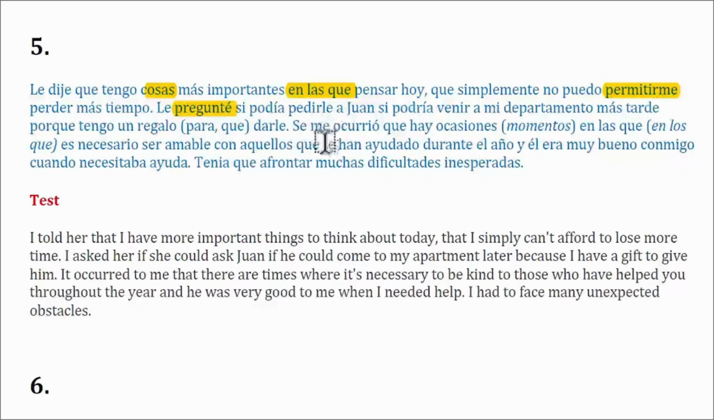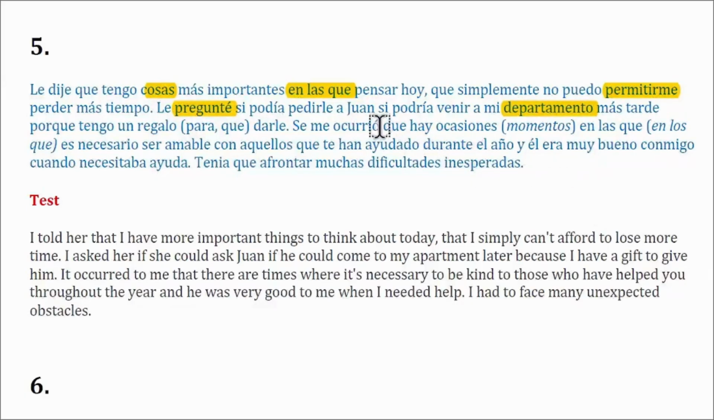With pedirle, we have the redundant le. "Ask to him, to Juan," right? We're already saying who we're asking, but we put in the le anyway. Now it continues with si podría venir a mi departamento más tarde porque tengo un regalo. Now you can use para darle or que darle. Either one is correct. Another thing is that in Latin America, they use the word departamento, but in Spain, you can use apartamento, just like it would be in English.